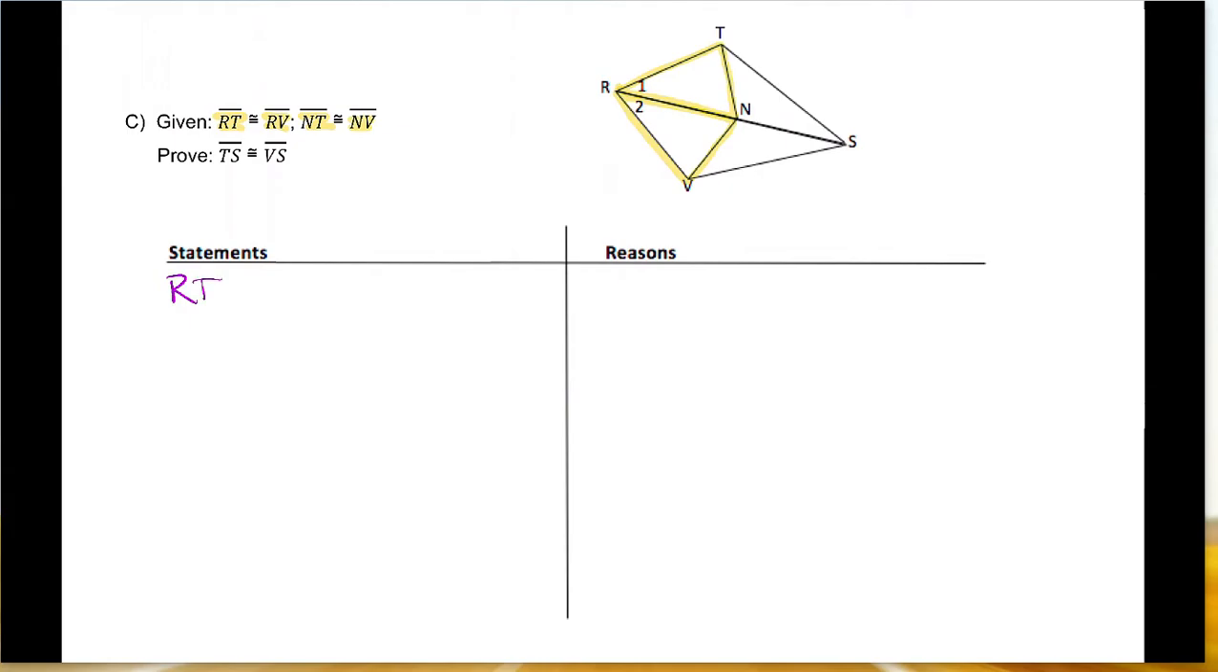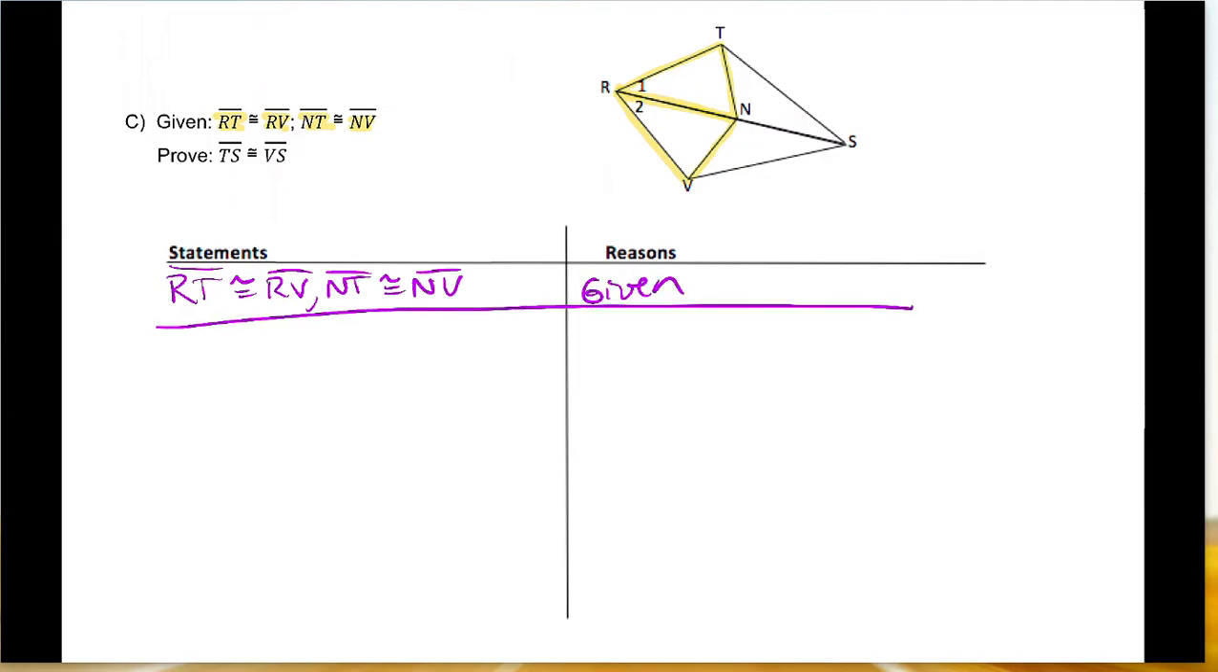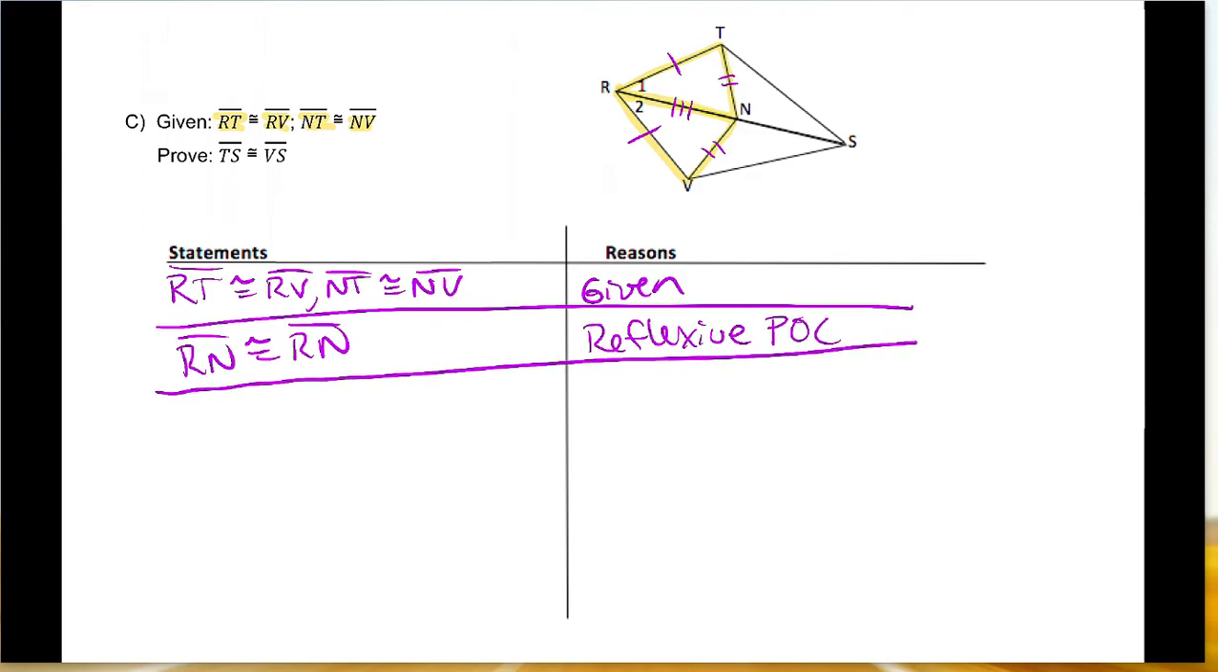Putting the given into the proof here. Marking the given. I notice that these triangles are touching. They share a side, so I can add that into the proof. RN congruent to RN. Reflexive property of congruence. Make sure you say reflexive. This makes these 2 triangles congruent by side, side, side.